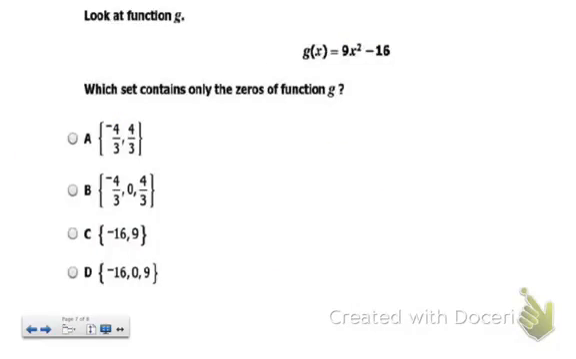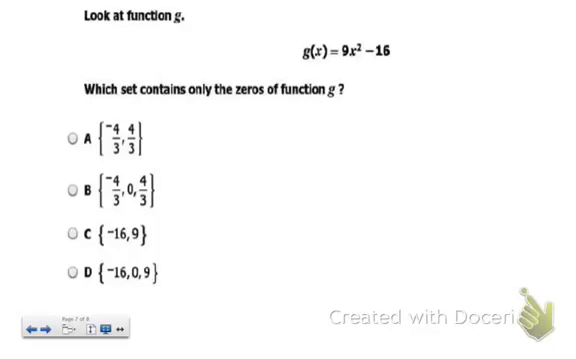Okay, one more example. Look at function g. g of x equals 9x squared minus 16. Which set contains only the zeros of function g? Now, we actually did this on our calculator already, which will work just fine. But you can also do it by taking a square root.